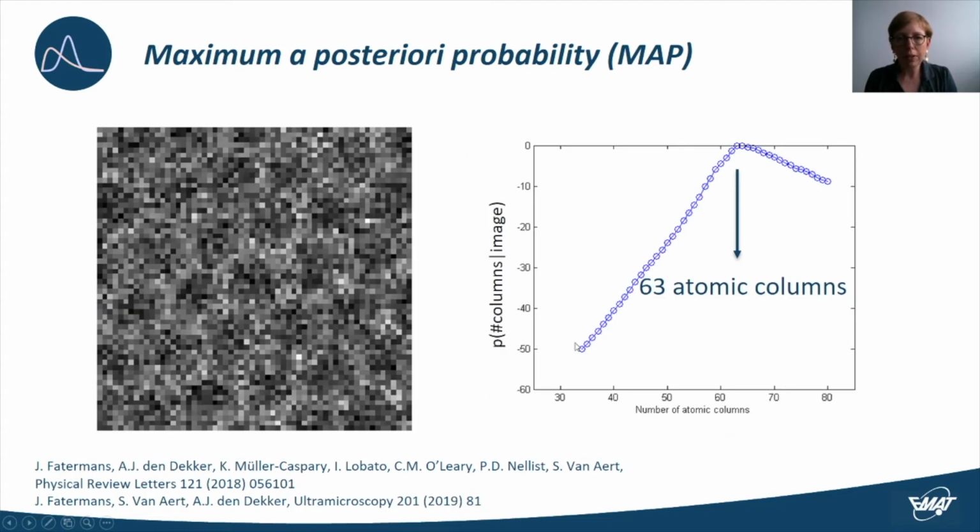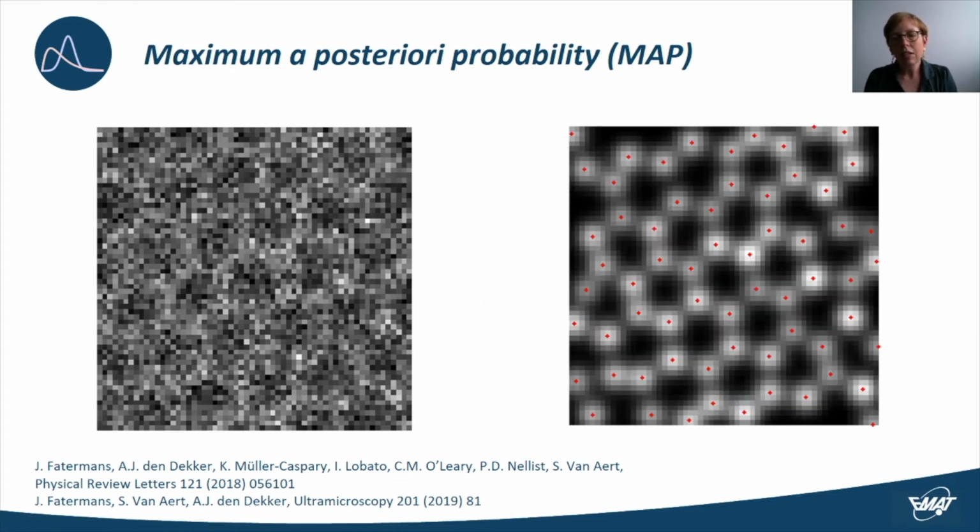Here, for example, you see the evaluation of the MAP probability rule, predicting in this case that the presence of 63 atomic columns is most likely. And the corresponding refined model clearly shows the expected graphene lattice, which has here been obtained without using prior knowledge concerning the expected atomic structure.